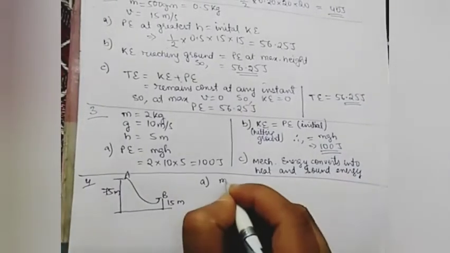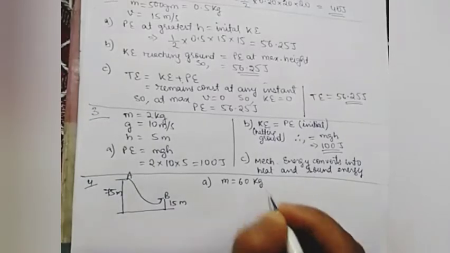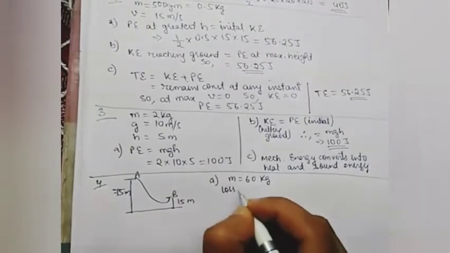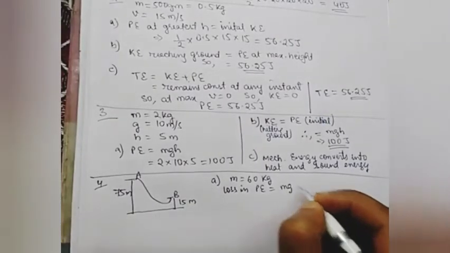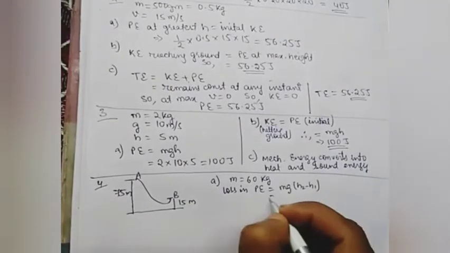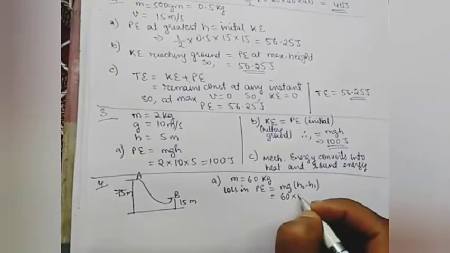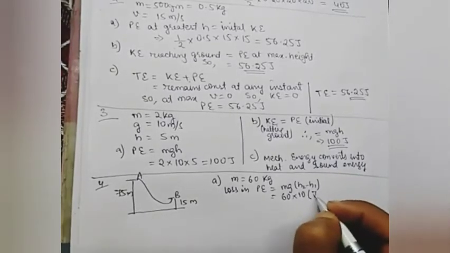So the mass of the skier is given as 60 kg. So the loss in potential energy will be equal to mg into h2 minus h1. So 60 into g, 10, into 75 minus 15.